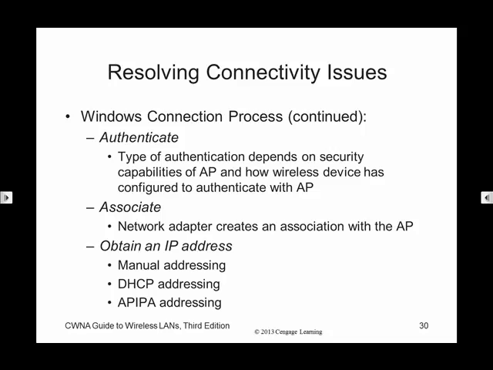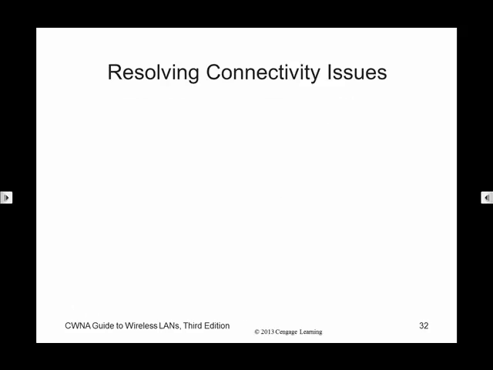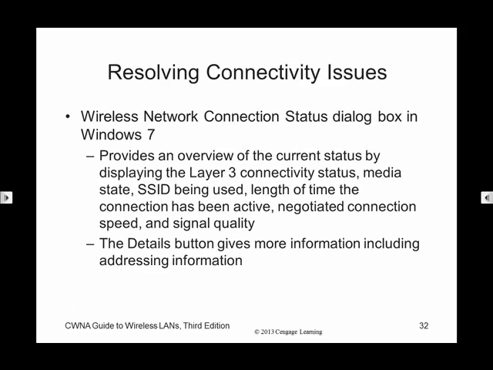It's not finding a DHCP server, just like an APIPA address means when you're doing a wired network. The Windows stuff that you did early on provides the wireless connection status, an overview of the current status, and displays the layer 3 connectivity status. I think they've done a significantly better job in Windows 7 to look at that and to get connected to wireless networks than they did in XP.